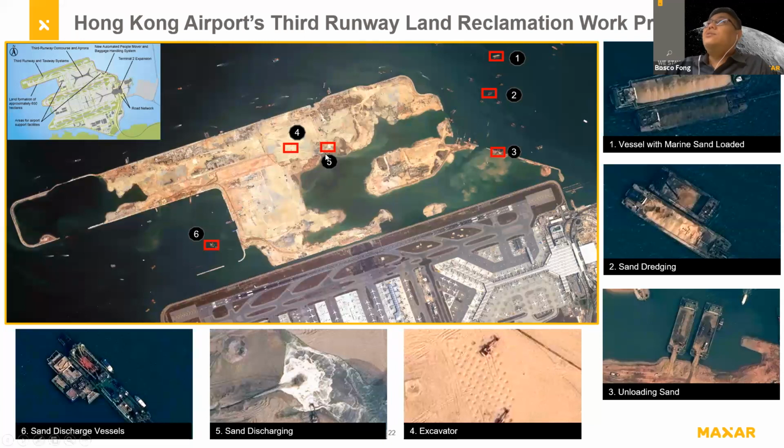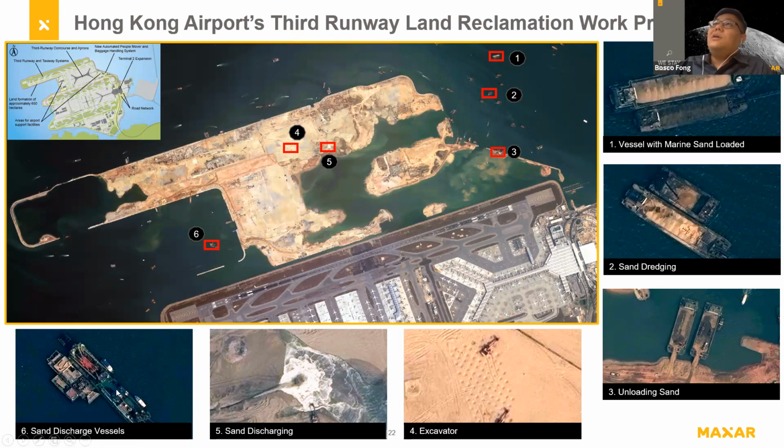Through the high resolution satellite imagery, for example, I point out a few areas to understand what kind of activity they are doing and the progress. In the area highlighted in number 1, this is the vessel with the marine sand loaded. We can get all this kind of information, it's very detailed. The second one is the sand dredging and unloading the sand. We are also able to see the smaller objects: the excavator, sand discharge activity, and also the sand discharge vessel.